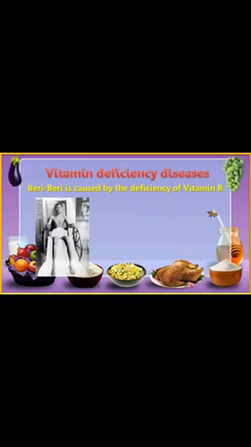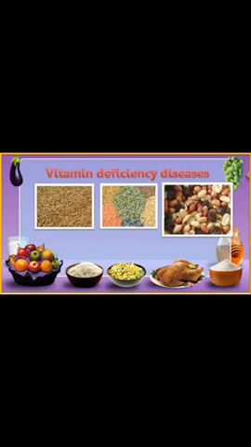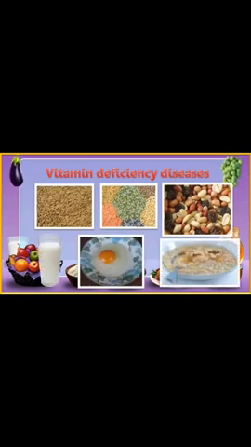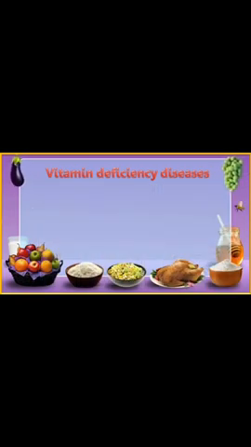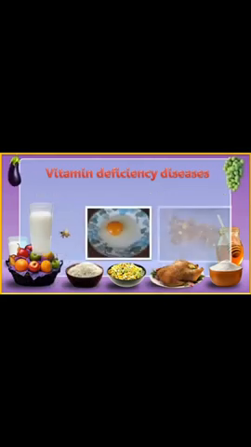Beriberi is caused by the deficiency of vitamin B, and the symptoms are that the person has loss of appetite, nervous disorder and weight loss, and it can be cured by having cereals, pulses, nuts, milk, egg yolk and porridge. Rickets is caused by the deficiency of vitamin D, and the symptoms are that the person has bow-shaped legs, and it can be cured by having milk, egg yolk and cod liver oil.